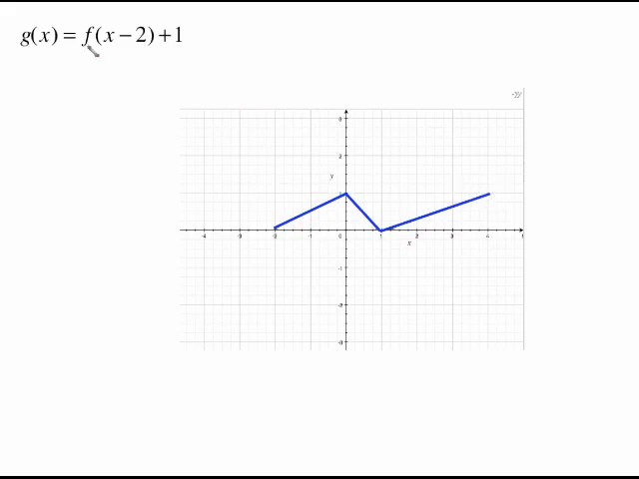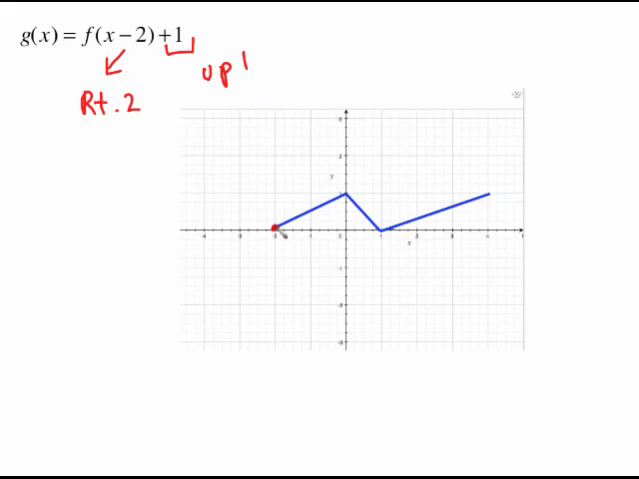So we look at this. This 2 is inside with x. That makes it a horizontal thing. That says x minus 2. So we do the opposite, which means we move the points to the right 2. This 1 out here is after the f of x, plus 1. Tells me I'm going to take those points and move them up 1.